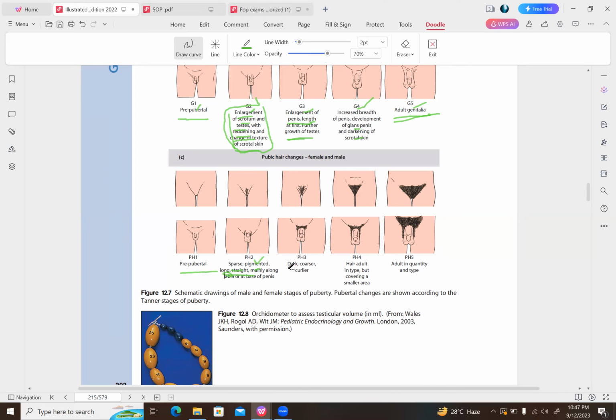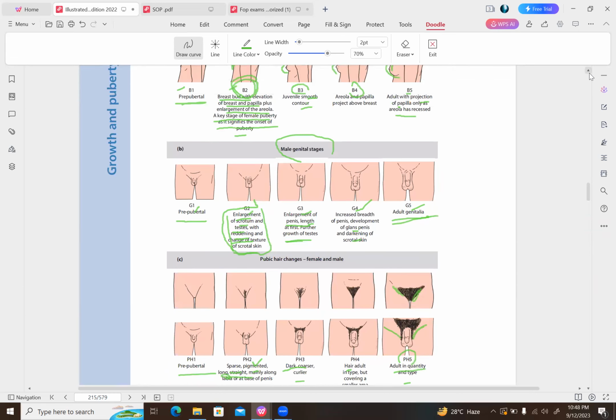Okay. 3, these hair becomes darker and coarser and curlier. They become curly. In 4, they become the adult type of hair, but covering a small area, not covering the lateral aspects. And when they cover the lateral aspects as well, near to the thigh, when they project towards the thigh, this becomes the pubic hair 5-stage, Tanner 5-stage, adult. This is in quantity and type, both adult type. Okay, so this is about Tanner staging.